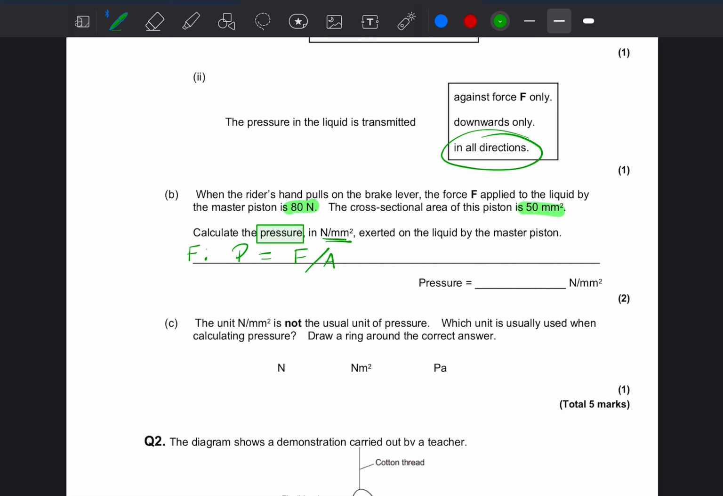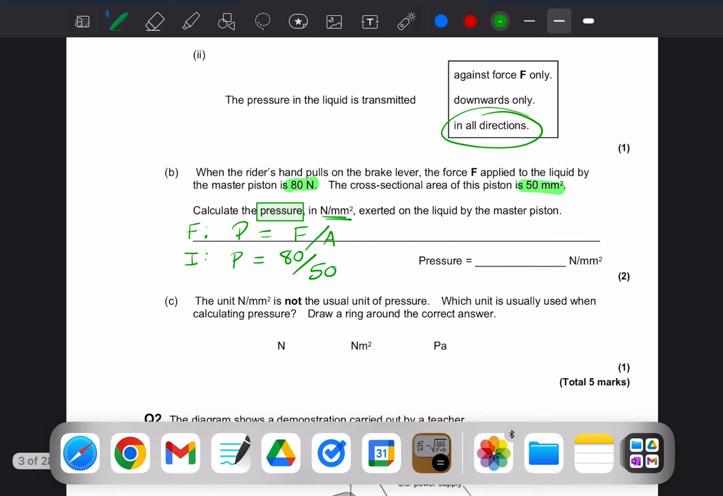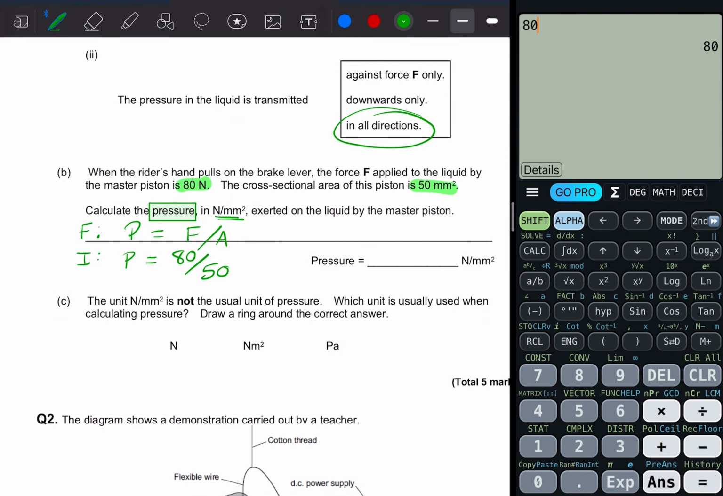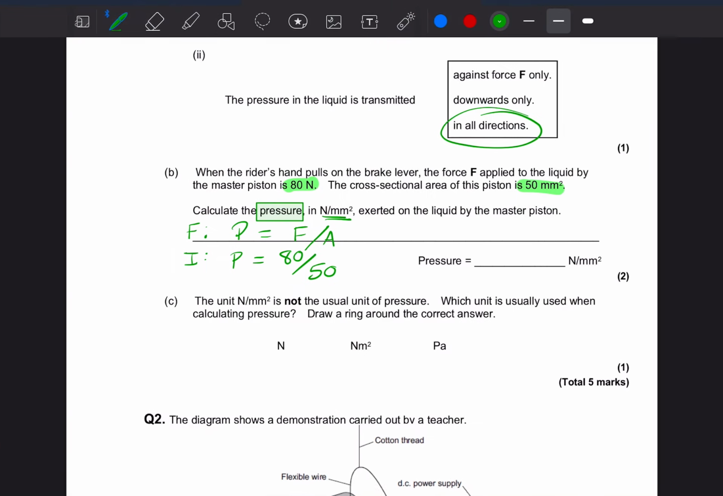So we can just then input these values. So pressure is going to be the force, which is 80, divided by 50. We don't need to change it because it wants newtons per millimeter squared. Let's load up that calculator. Even if you think it's easy, get the calculator. So 80 over 50 gives us 1.6. To check it, 80 over 50 is 1.6. So 1.6 newtons per millimeter squared.